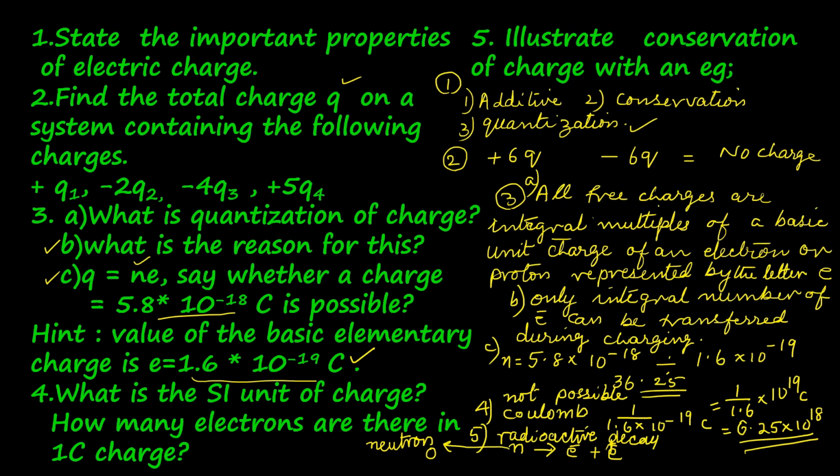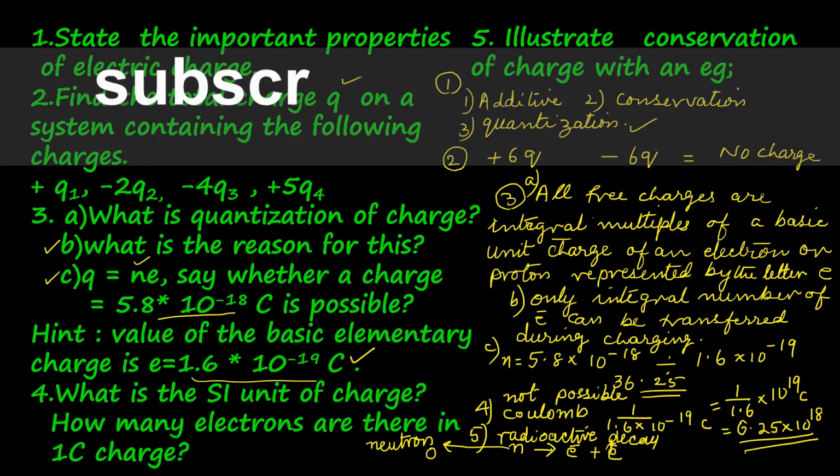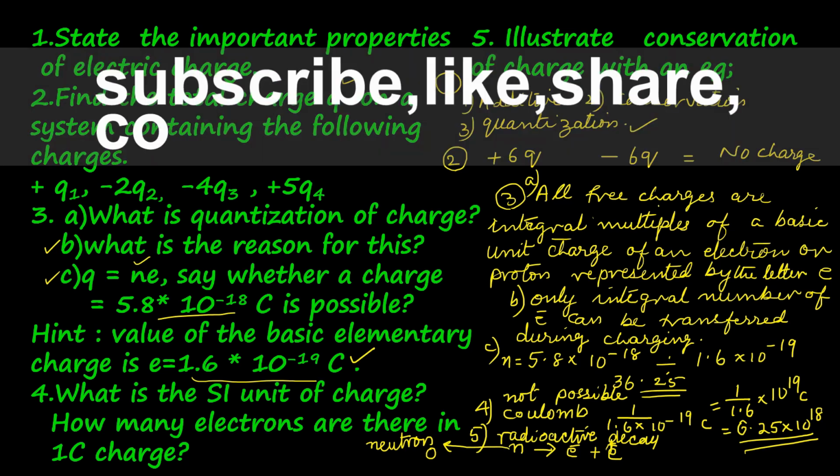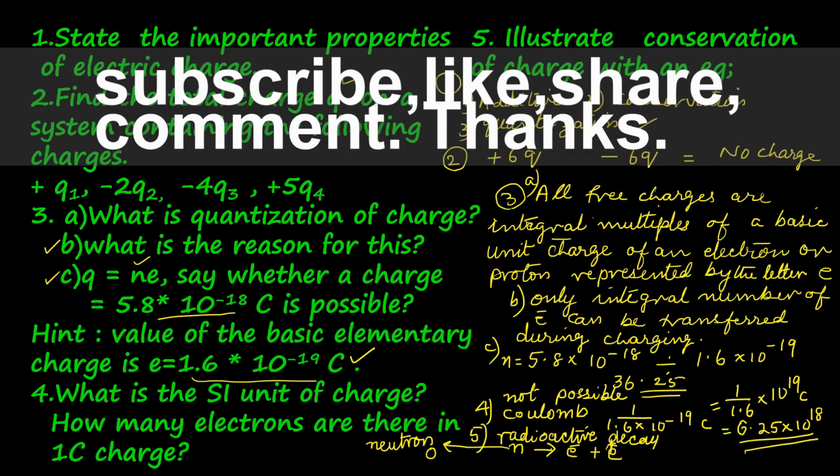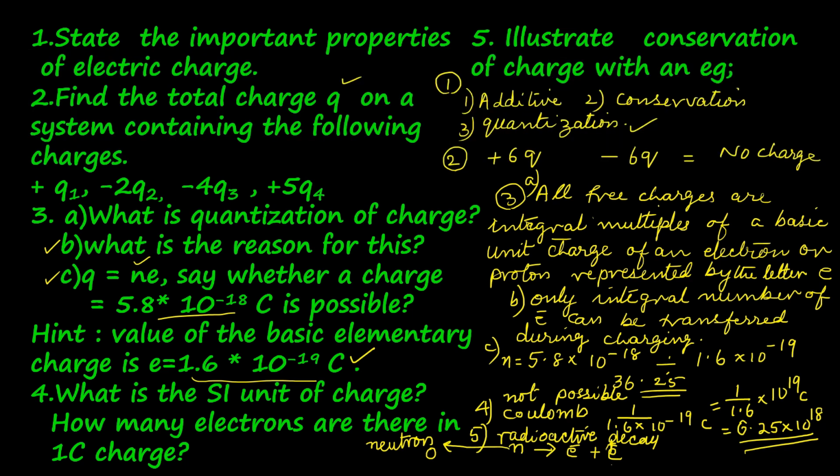The value on the left hand side is 0. On the right hand side, minus 1 plus 1 becomes 0. So the total charge before and after the decay is the same, equal to 0. So charge is neither created nor destroyed. This example illustrates conservation of charge.